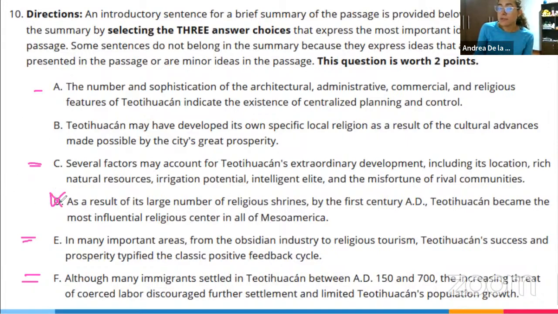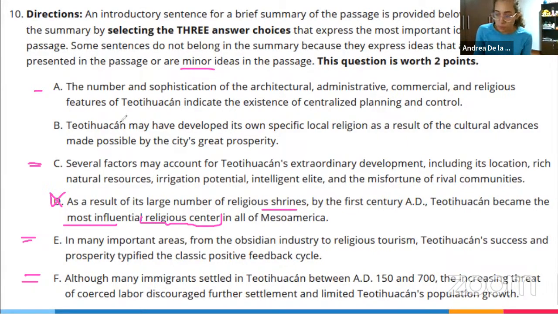So based on that information, if you take a look at options like, for example, option D, you could say that that's too specific to be correct, because it says, as a result of its large number of religious shrines, by the first century AD, Teotihuacan became the most influential religious center in all Mesoamerica. So they are focusing on only one aspect, Teotihuacan's religion. But this is not about Teotihuacan's religion, right? Maybe they mentioned something about religion, but it's not a main idea. It's probably a minor idea, right?